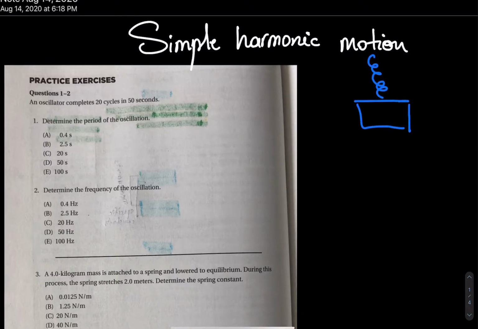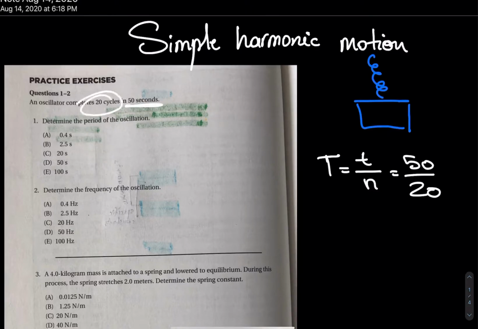Determine the period of the oscillation. So we know the period's formula, that is total time over number of oscillations, which here is 50 seconds over 20 oscillation cycles. So in this case it equals 2.5 seconds. Alright, so it's B.